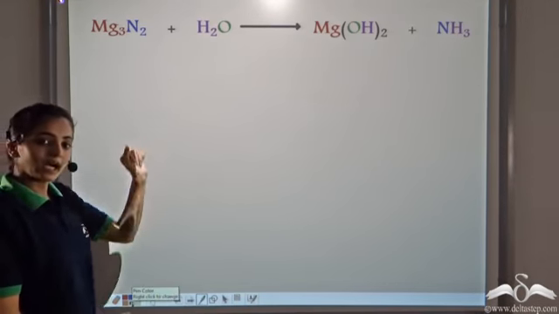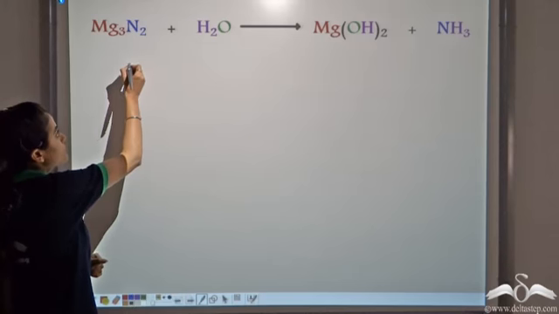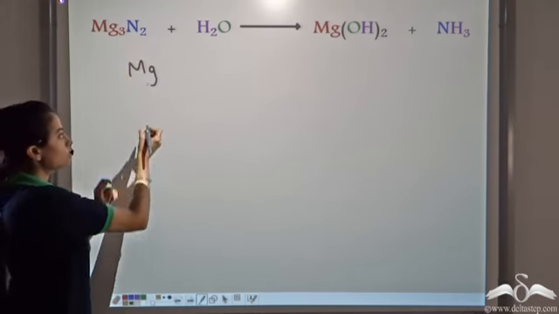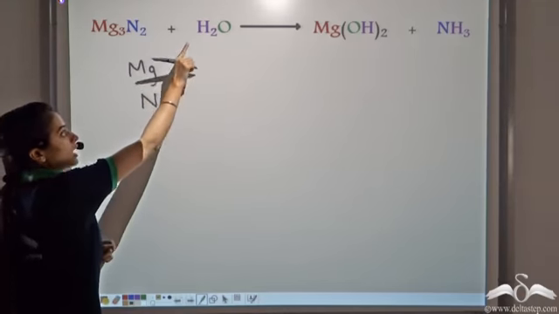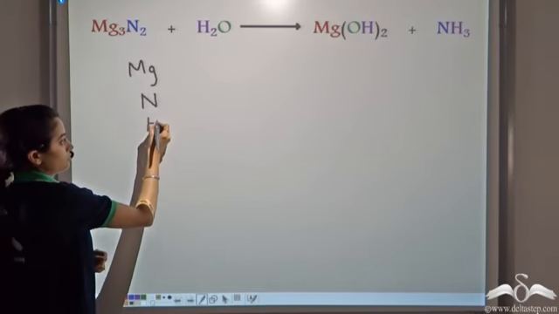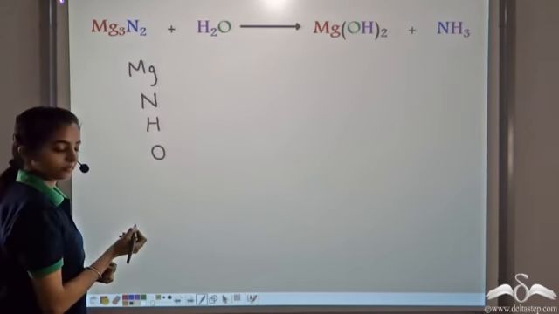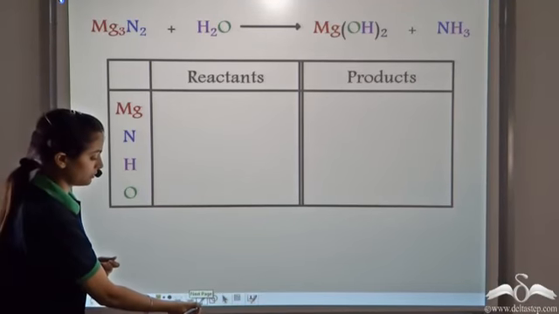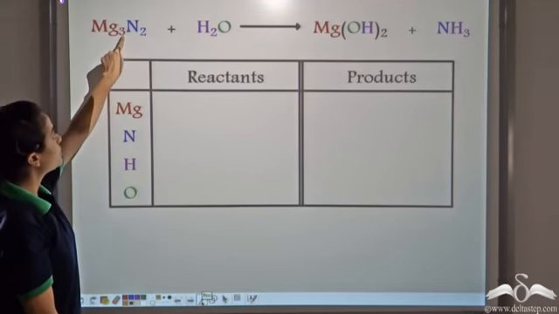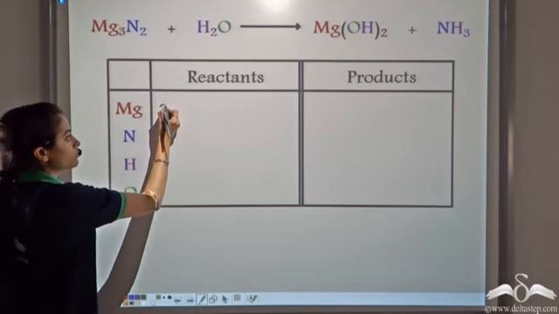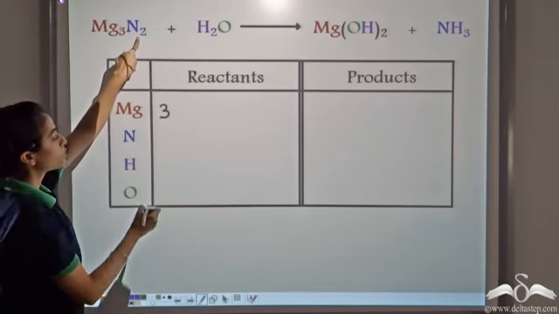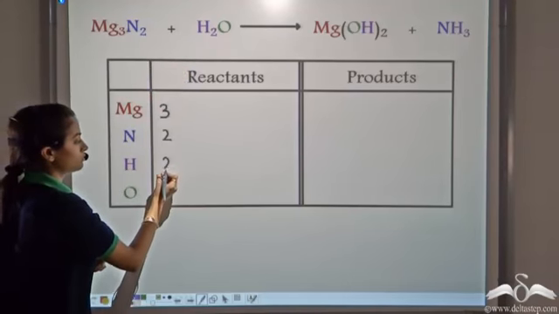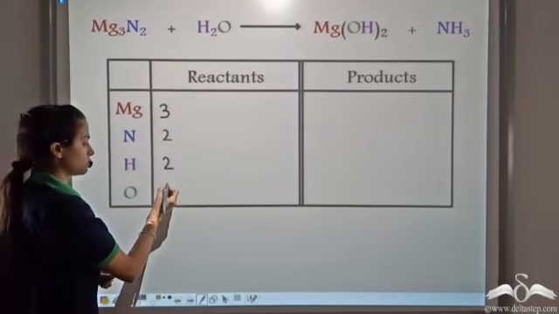Let's look at the different atoms present. We have magnesium, we have nitrogen, hydrogen and oxygen. Now let's count the number of atoms which are present. On the reactant side, we have 3 into 1, 3 atoms of magnesium, 2 atoms of nitrogen, 2 atoms of hydrogen and 1 atom of oxygen.